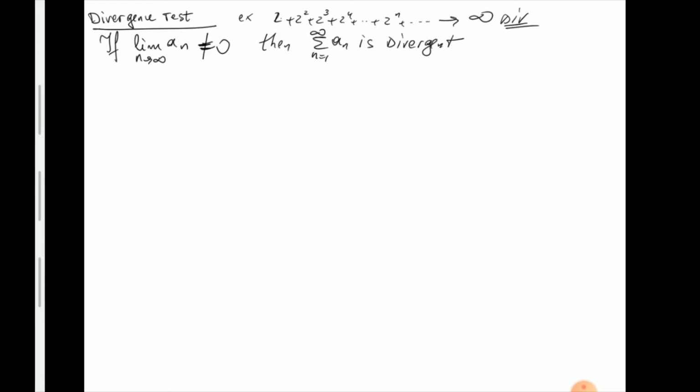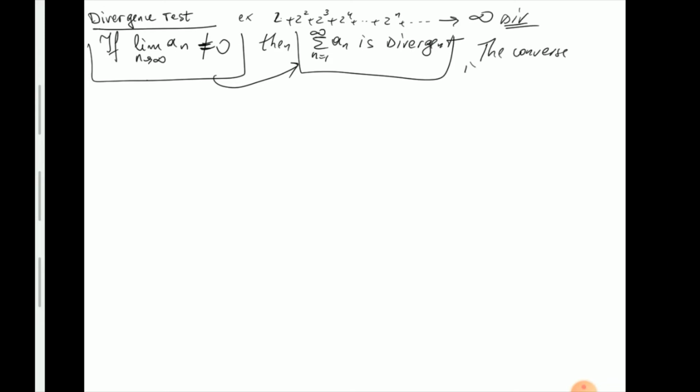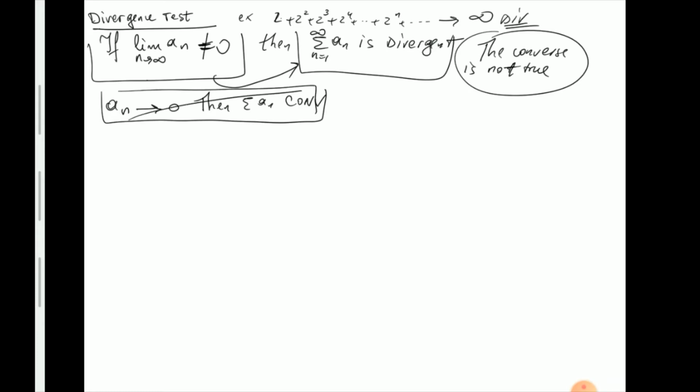It is a one-directional statement. If the left happens, the right happens. The converse is not true. And I'll go over a couple of examples immediately so that you won't confuse the notion. One of the common mistakes is people state that if a_n approaches 0, then the summation of a_n is convergent. So this statement is not true, right? As I'm going to show you immediately with a couple of examples.